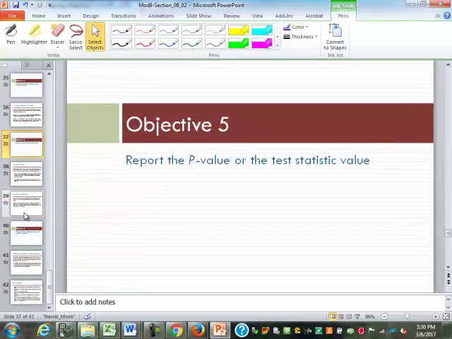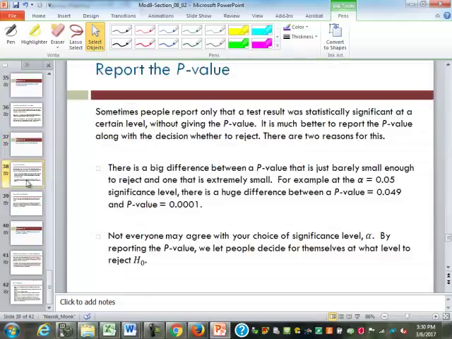So report the p-value or the test statistic. Sometimes people will report only the result, that it was significant or not, so that either we rejected or failed to reject the null hypothesis. There's a big difference between a p-value that is just barely small enough to reject and one that's extremely small. For example, in this test we had alpha of 0.05. We had a p-value of 0.049. We just barely rejected it. But if we have a p-value of 0.0001, that means we weren't even close. We way blew it out of the water. We really rejected it. There was no chance of this one not being rejected.